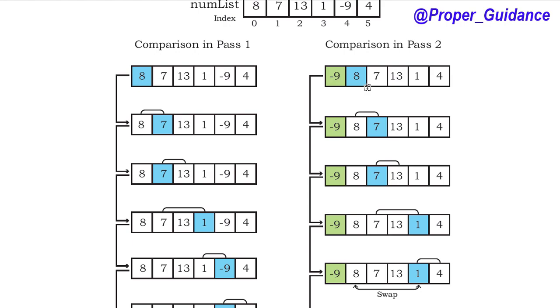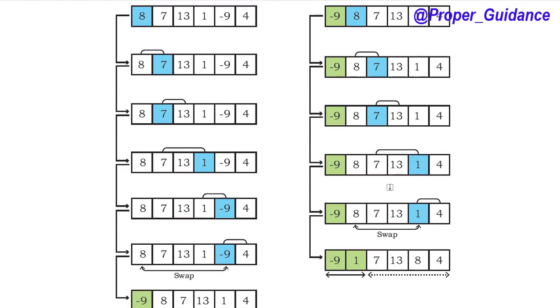Now, comparison in pass 2. When the first comparison starts, it is marked with a blue box, and my green box will remain the same. This is a fixed position because it is already sorted in this manner. Now see, 8, 7 checked, 7, 13 checked, 7, 1 checked, 1, 4. All the elements are checked to find the smallest number, and it is found that 1 is the smallest number here. To swap it from its position to the leftmost position, that is index number 1 here.